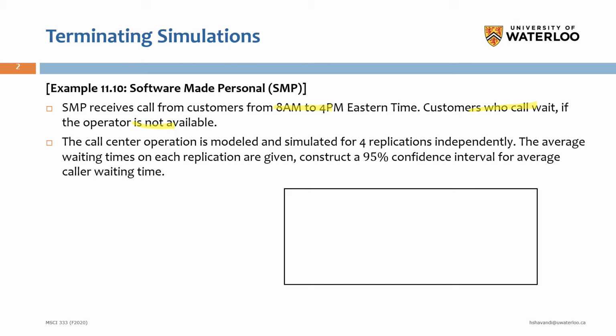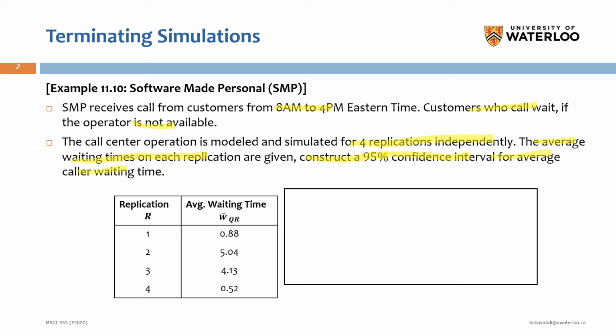Okay, so we have modeled this system as a simulation model, and we have run it for 4 replications independently, and so we do have the average waiting time on each replication. And now we want to construct a 95% confidence interval for the average caller waiting time. Okay, so I see here we have the average waiting time for 4 replications.